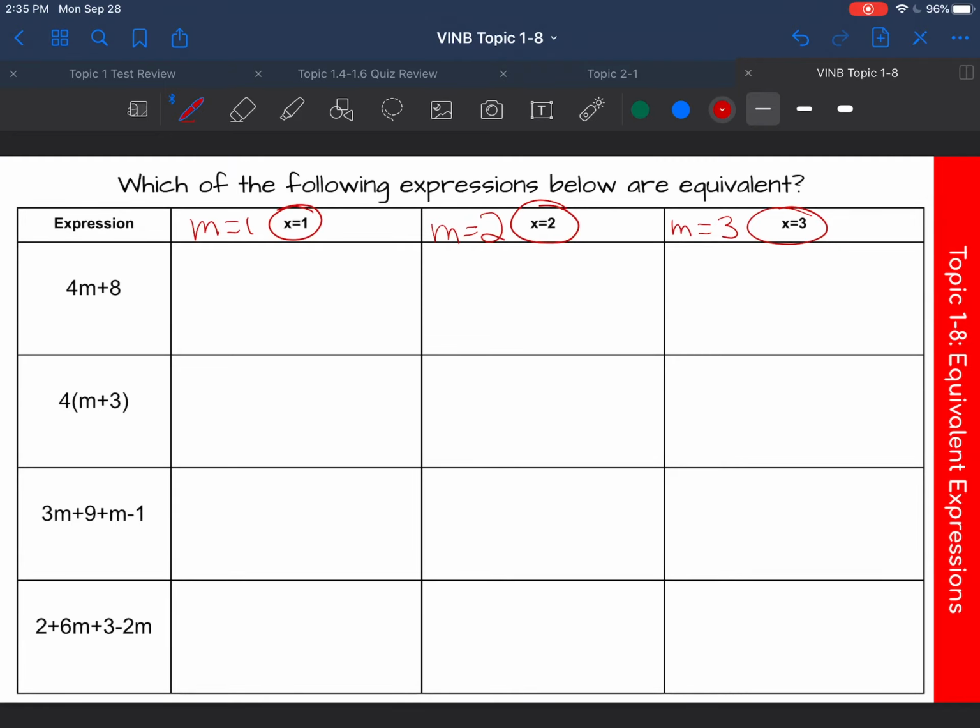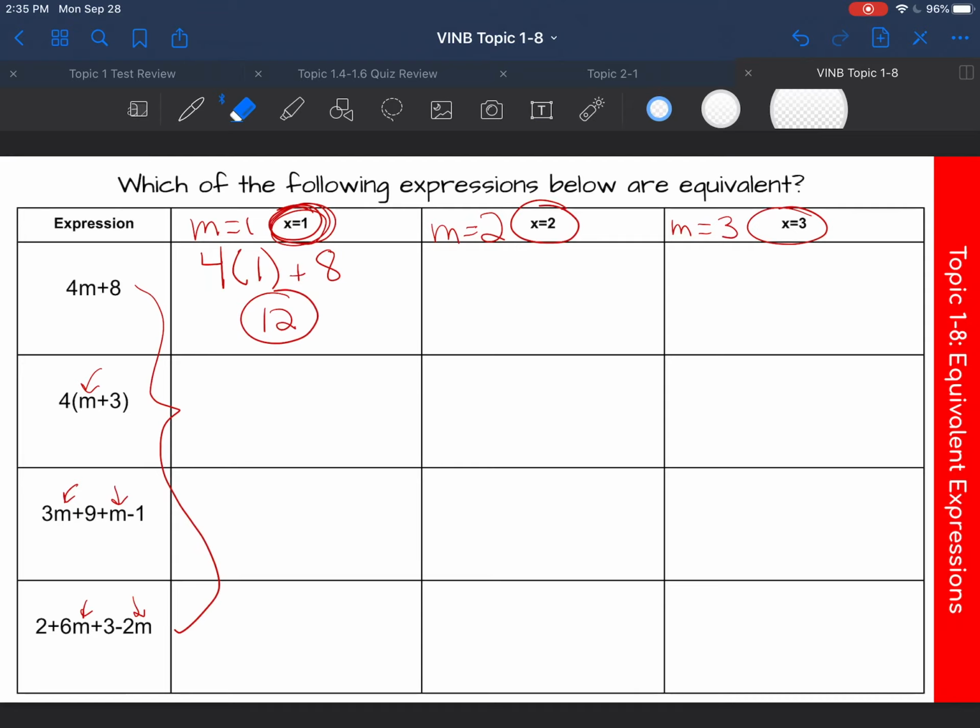But that's okay, you get the point, right? For the first example, we're going to write it out. It will be 4, and since m is 1, we plug in 1 for m, plus 8. If we solve that, 4 times 1 is 4 plus 8 is 12. So the answer for this one is 12. We can circle it. If all of these expressions are equivalent, plugging in 1 for m would give us 12 for all of these in a perfect world. So let's see if we're correct.